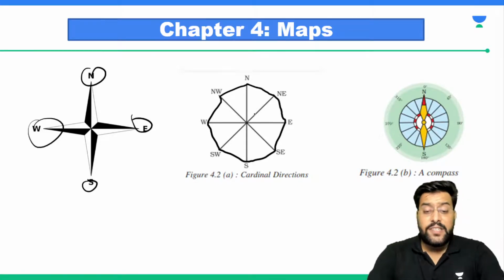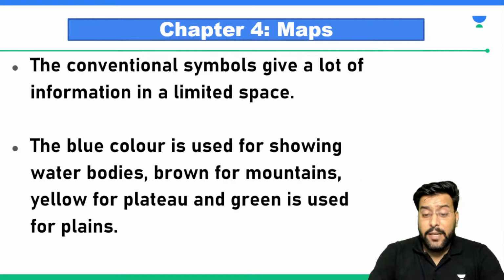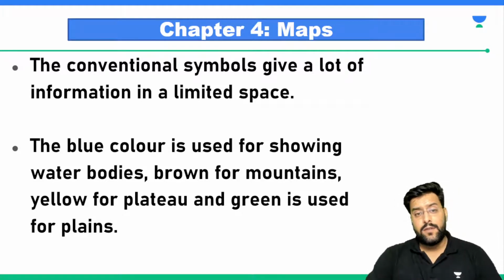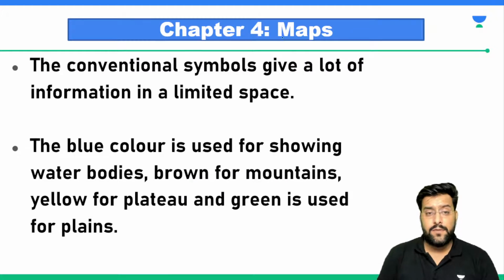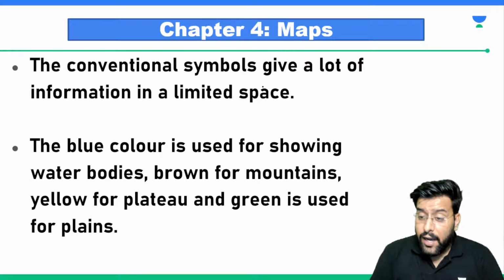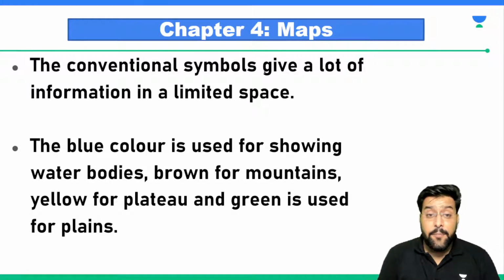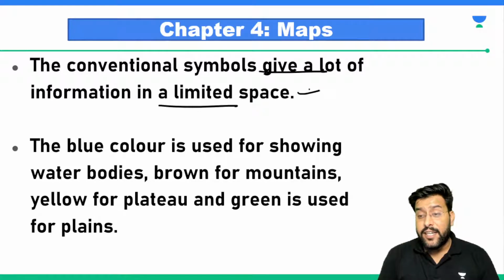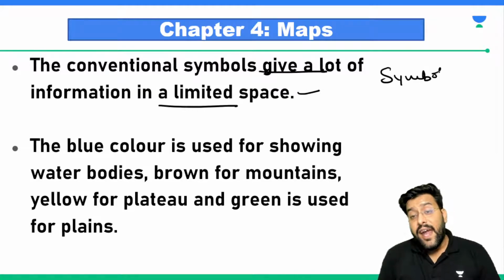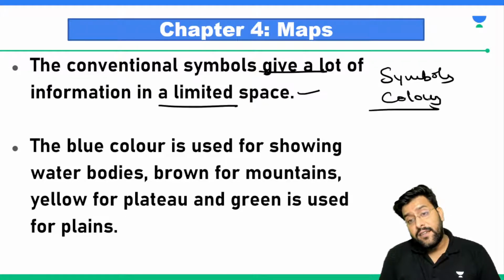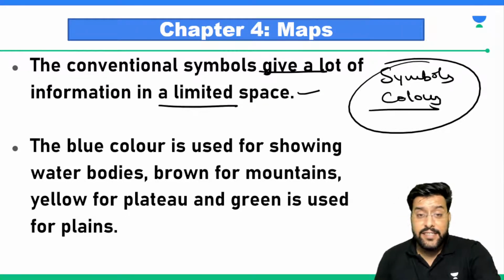So in a map we also represent directions. Directions become an important part of a map. Then again, after these directions we use certain symbols to give a lot of information in a limited space. To give certain information we are using symbols and colors. Can you please tell me how symbols and colors are used?